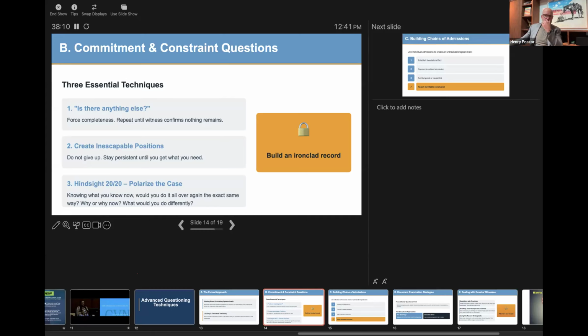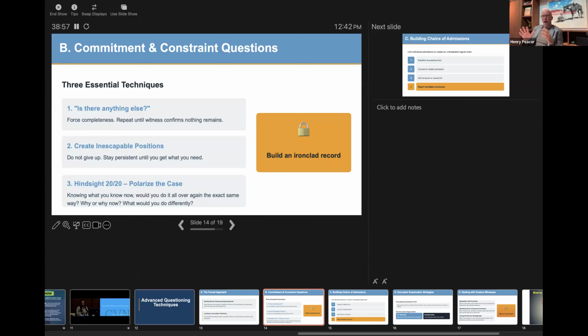Create inescapable positions. We saw that with the video clip we played. Hindsight 2020, polarize the case. We heard this in the clip too, but at the end of every deposition, especially if it's a party I'm deposing, the other side, I will ask them, knowing what you know now, hindsight being 2020, if you could go back and do it all over again, would you do anything different? No, right? As we heard that woman say, oh no, this Starbucks employee did nothing wrong. She did everything to the highest potential, or whatever she said. Lock them in, polarize the case, create that extreme.